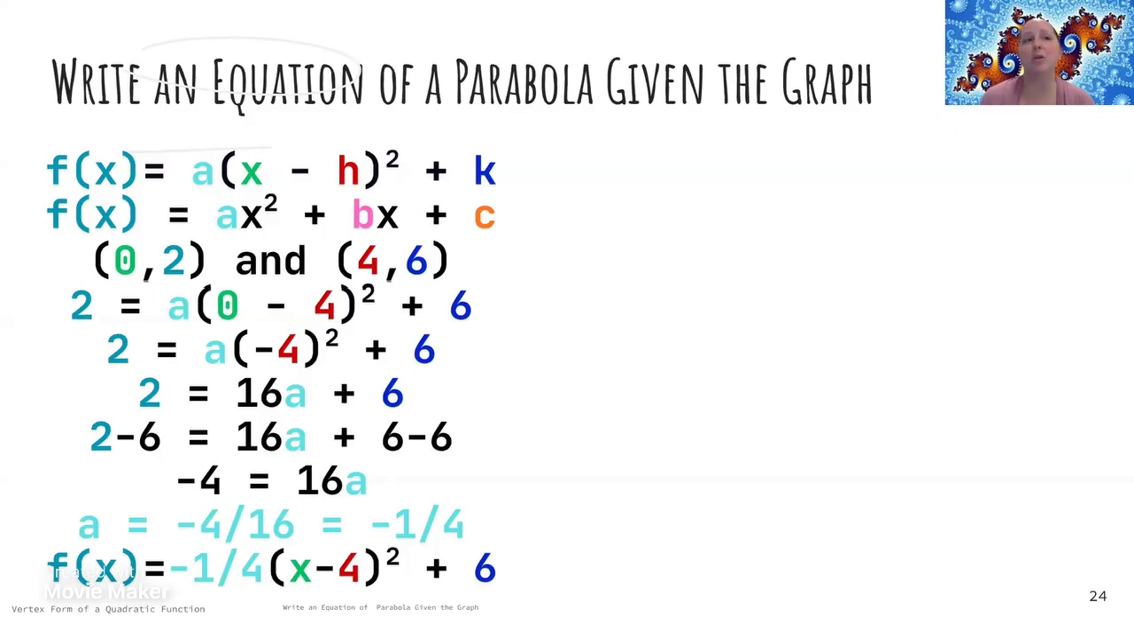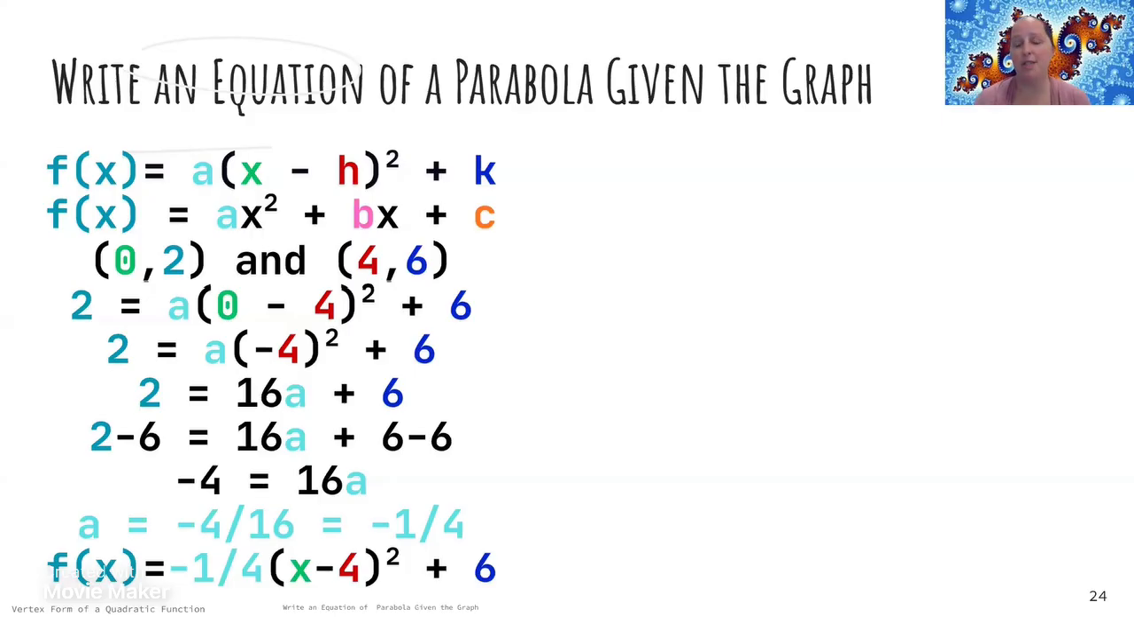I subtract 6 from both sides, so I get 2 minus 6, which is -4, equals 16a. I divide both sides by 16, so I get -4 over 16, which simplifies to -1/4. I substitute the value for a back into my equation. Now I have vertex form because I have my a, my h, and my k.